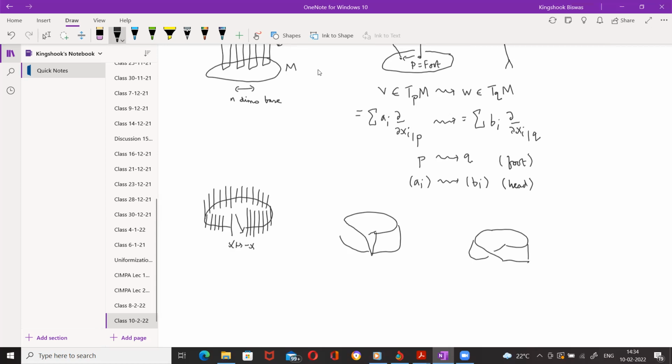So this is a vector bundle where the fibers are R. But this is locally trivial. Locally, it looks like a product, but not globally. It is not globally trivial.